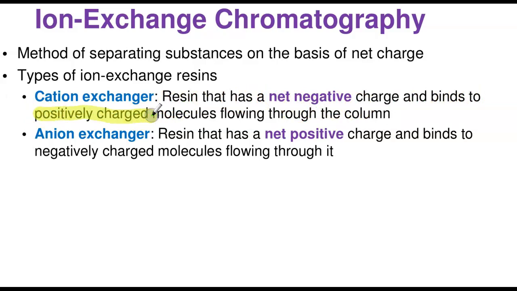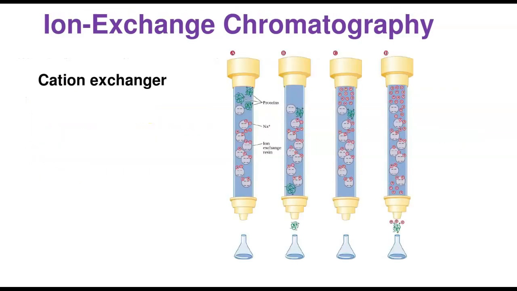And if you have a stationary phase or a resin that is positively charged, it is going to bind to a protein that is negatively charged. We call it the anion exchanger. And that is exactly what we have in this. So in this cation exchanger, let's see what happens. If you see what is happening in this cation exchanger, you find out that a cation exchanger is going to have a net negative charge.